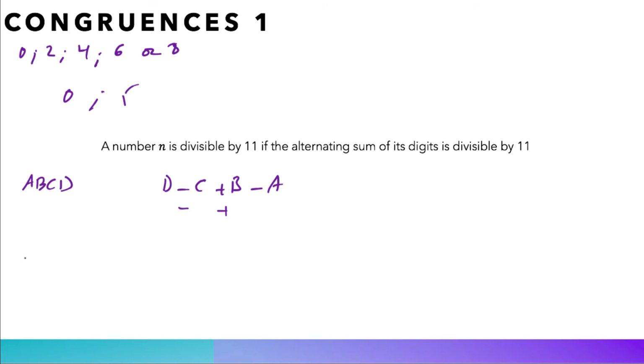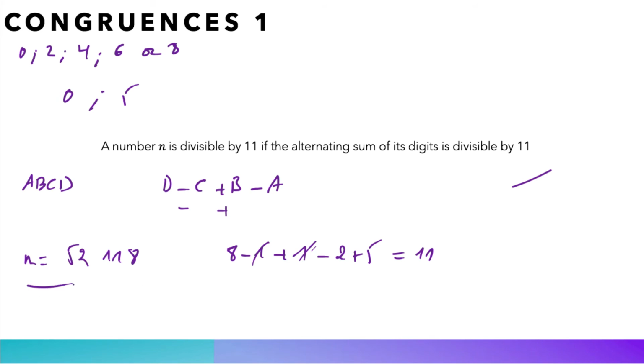For instance, if you take n equal to 52,118, then the alternating sum is equal to 8 minus 1 plus 1 minus 2 plus 5, and we see here that we can cancel both of the ones, and we get that our sum is equal to 11. Thus, the alternating sum is a multiple of 11, and from here one can conclude that our number n is itself a multiple of 11.